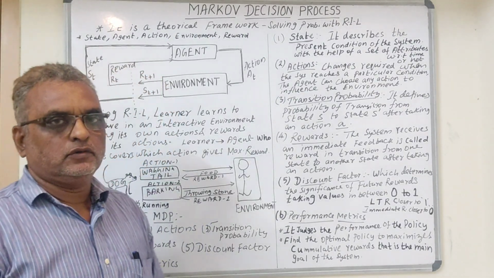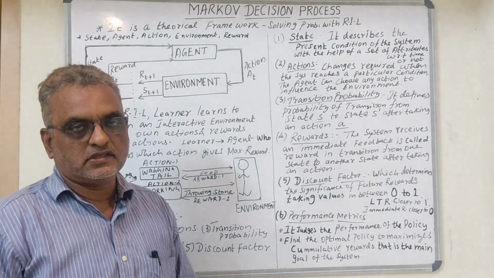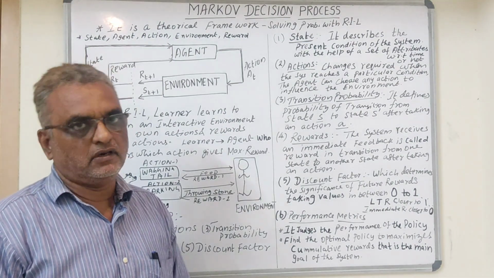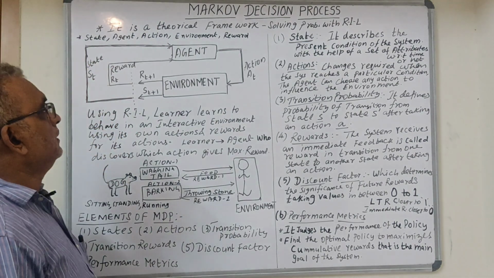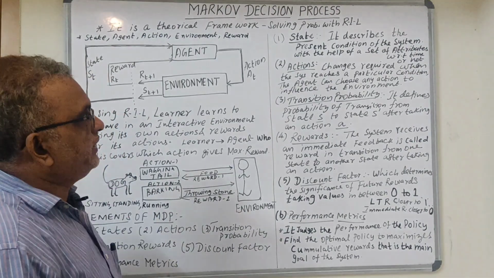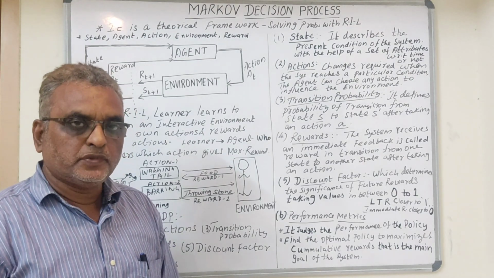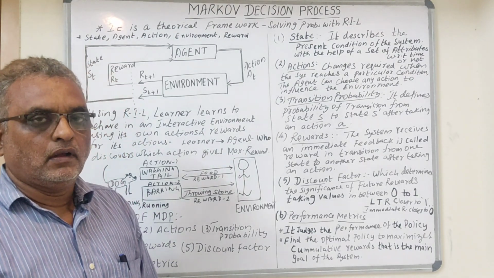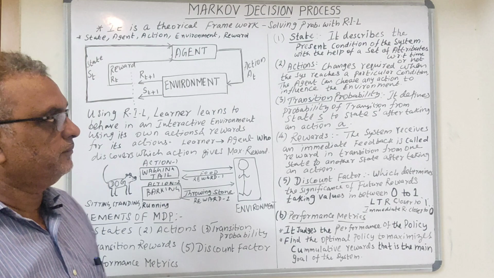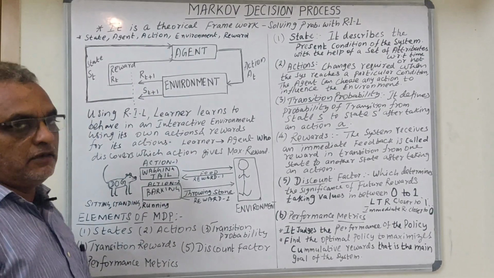So in this video we are going to discuss Markov decision process from machine learning. It is a theoretical framework for solving problems in reinforcement learning from machine learning. It can be represented with the help of this diagram.